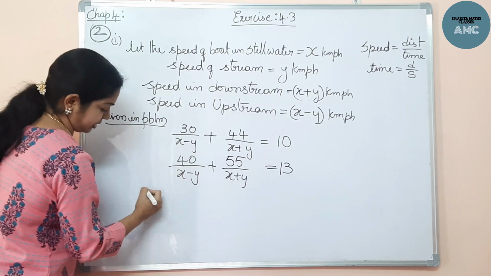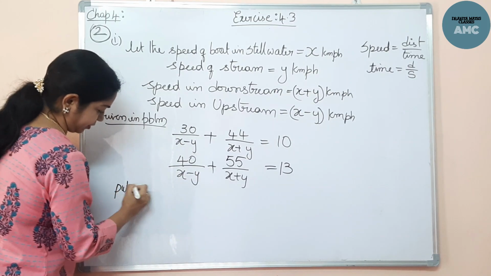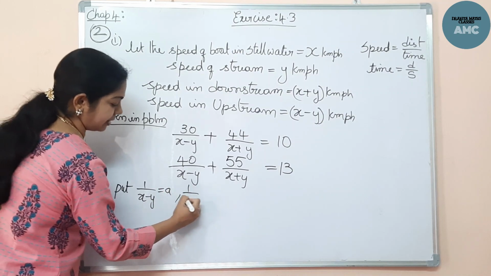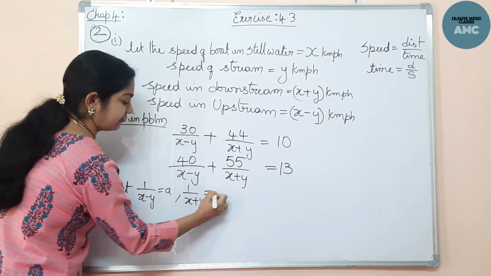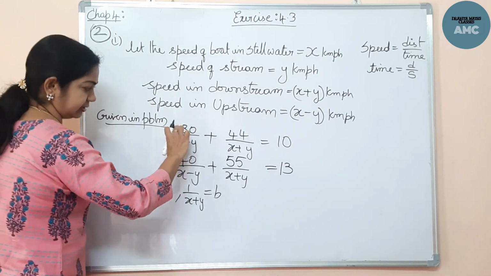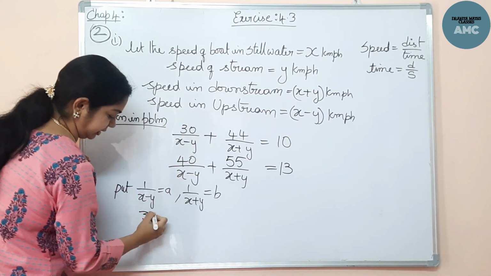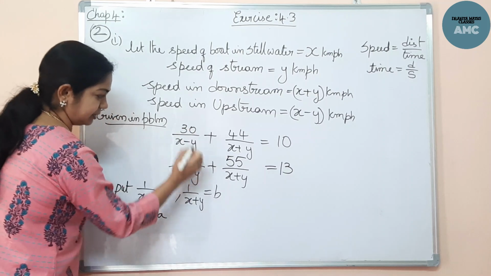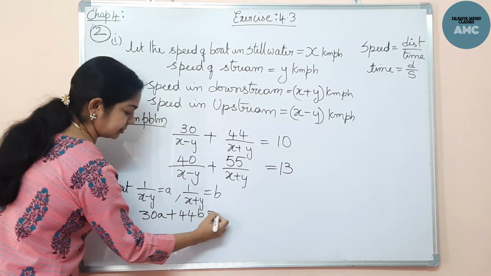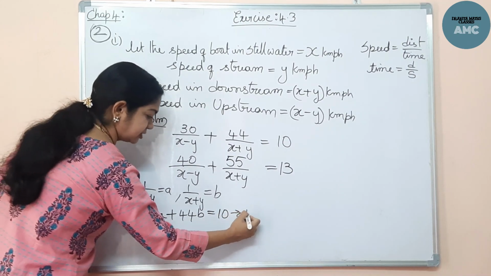Put 1 by x minus y as a, and 1 by x plus y as b. These are common, so I have kept them in other variables. We'll reduce them now. Here 30 into a, that means 30a, plus 44b comes to 10. So let this be equation 1.